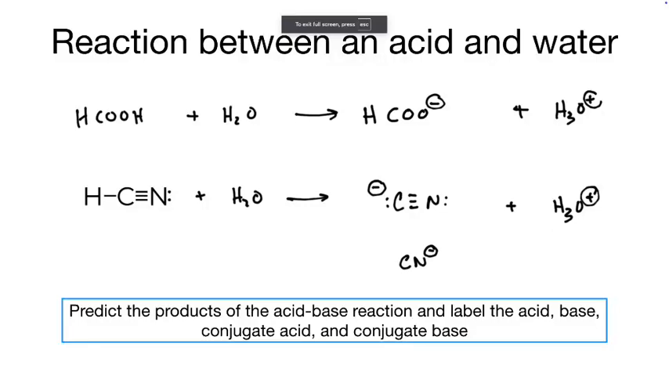So we can ignore the top line for the moment, but our bottom line, we're taking HCN, we react it with H2O. That's going to produce our CN minus and H3O plus.